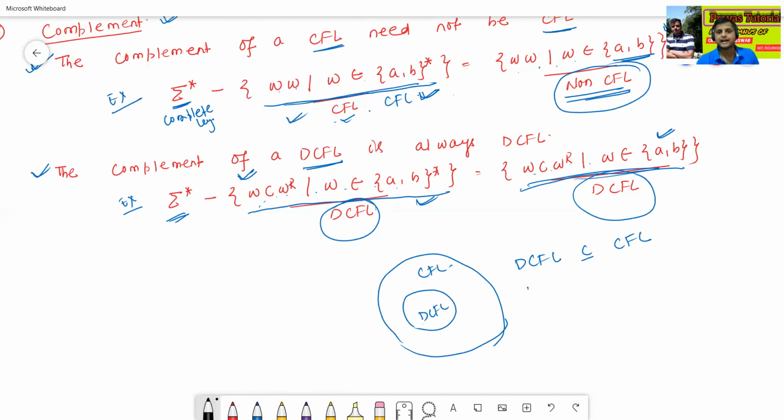That means if a language is DCFL, it must be CFL. But this is one exceptional case. The complement closure property is the only exceptional case for CFL and DCFL languages.